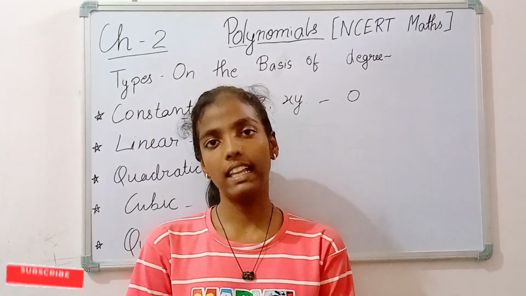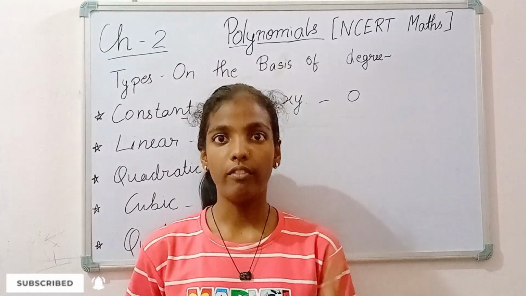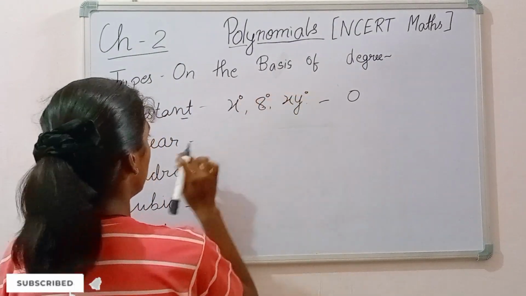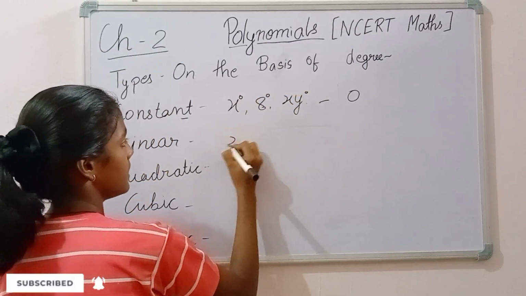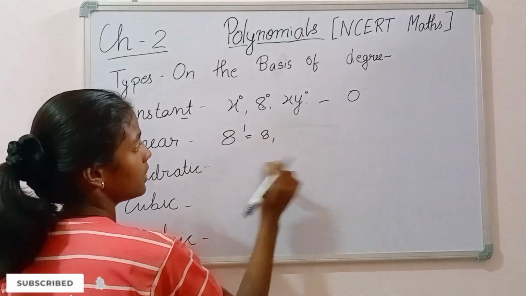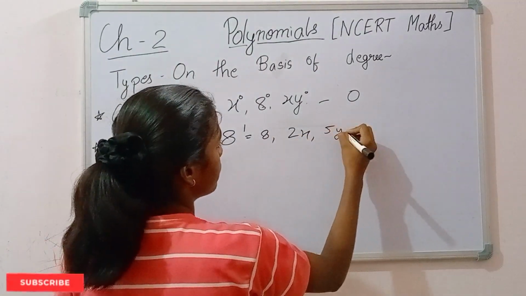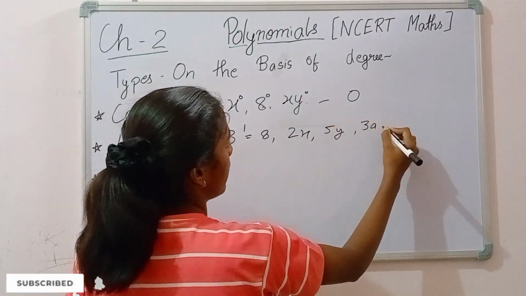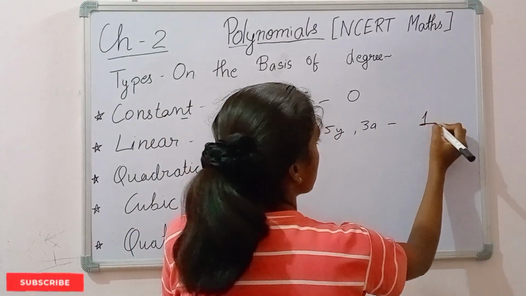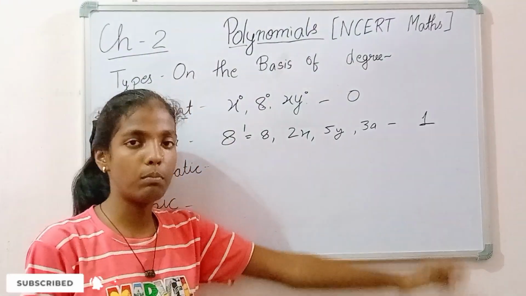The next is linear polynomial. Linear polynomial means an expression that has only one power. Means if we write 8 raised to the power 1, it only means 8. The examples of linear polynomial are 2x, 5, 3, 8 and so on. So an expression that has power 1 is called a linear polynomial.